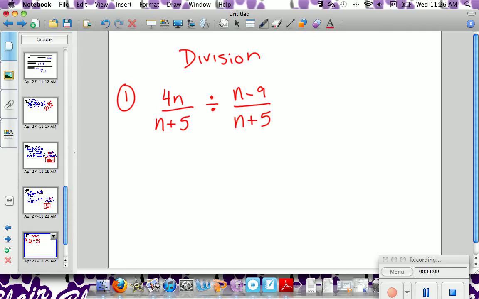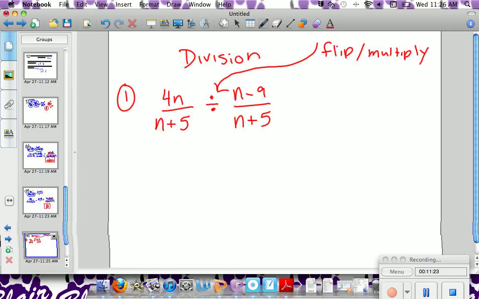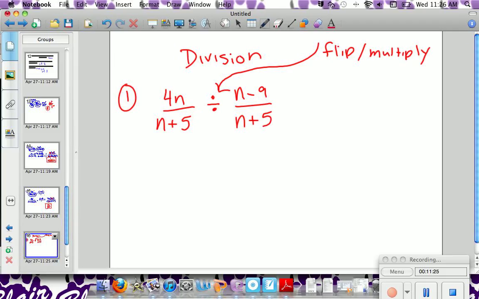Now, division is a little bit different. The only thing that is different on division is that you need to flip and multiply. That means you're multiplying by the reciprocal. The reciprocal of n minus 9 over n plus 5 is the flipped version. So I'm going to say 4n over n plus 5 multiplied by the reciprocal, which would be n plus 5 all over n minus 9.